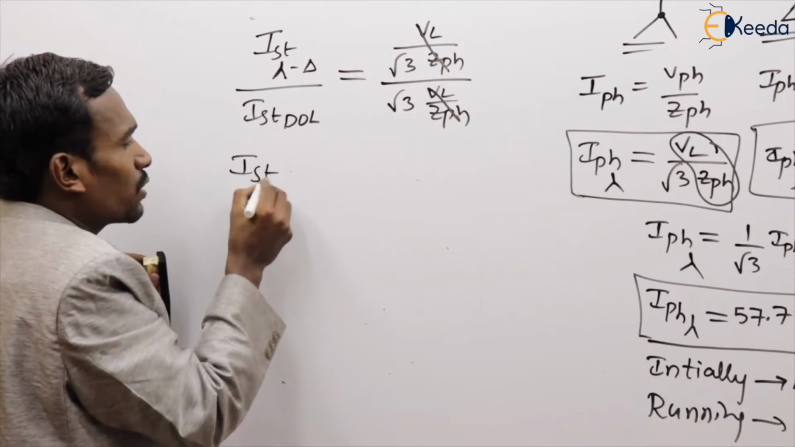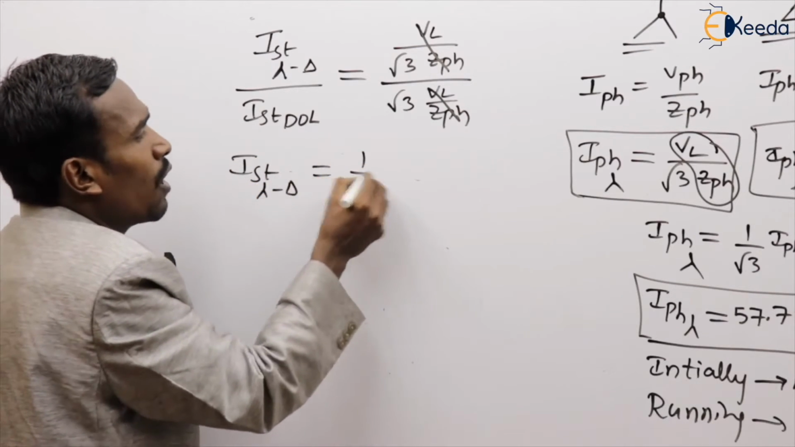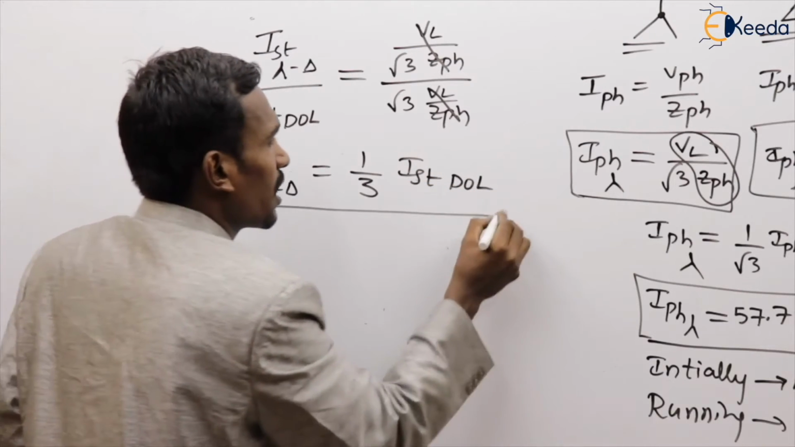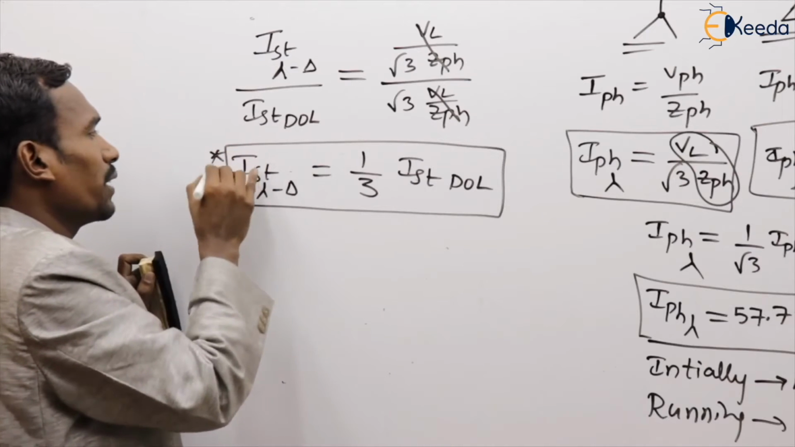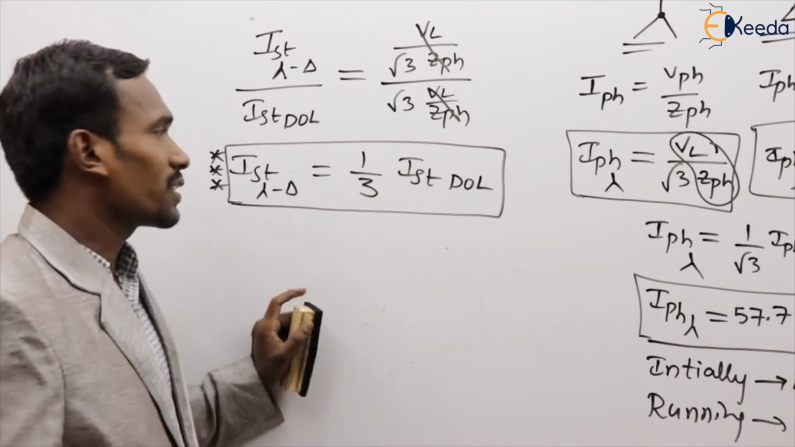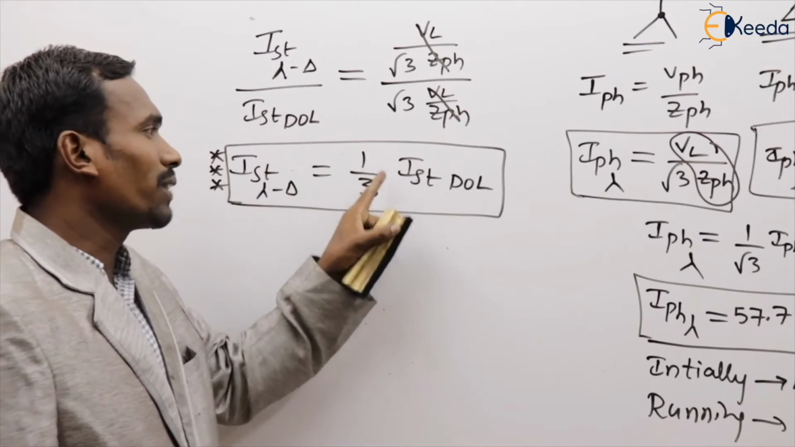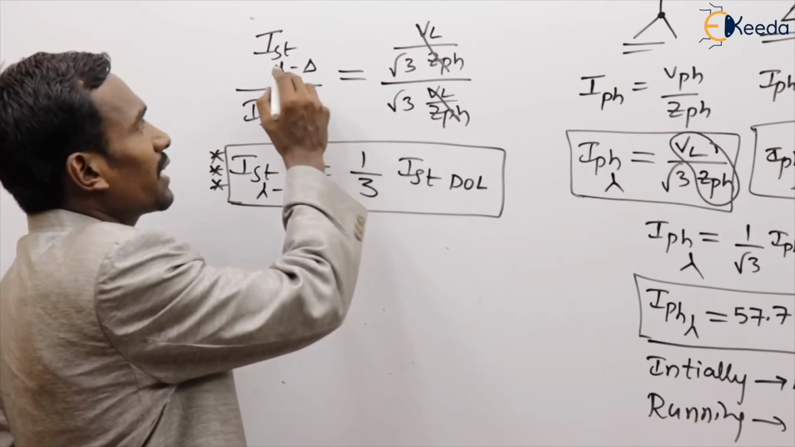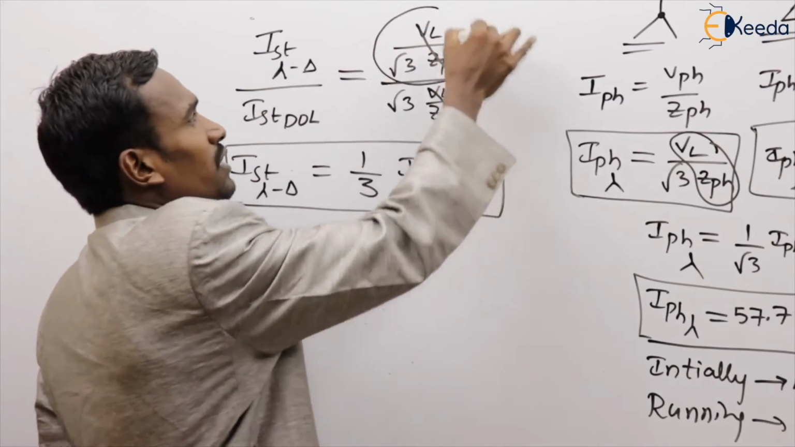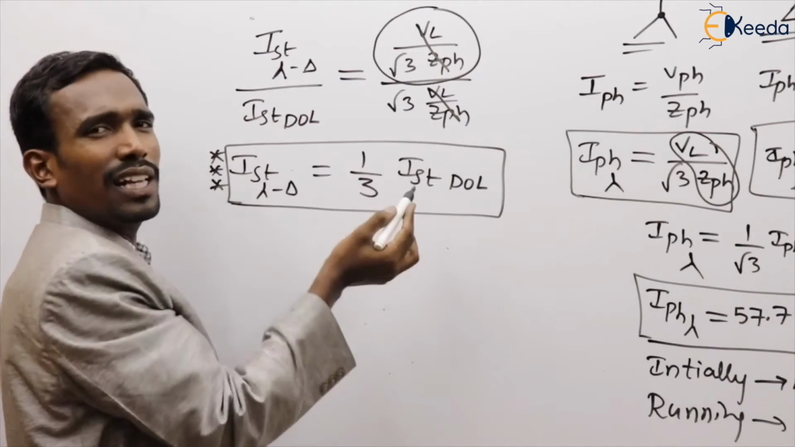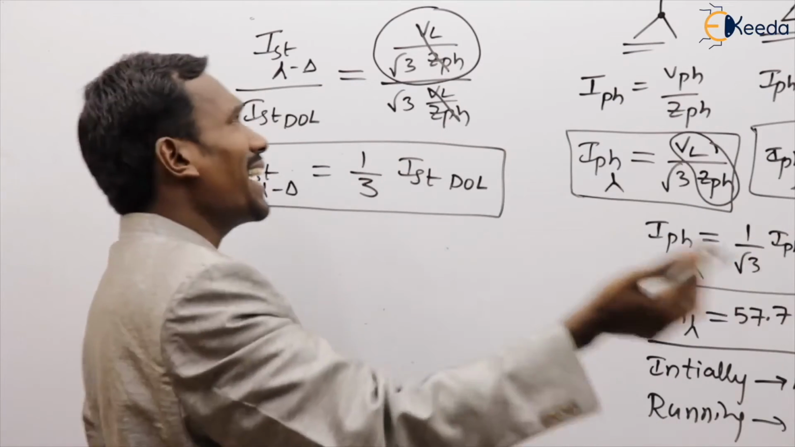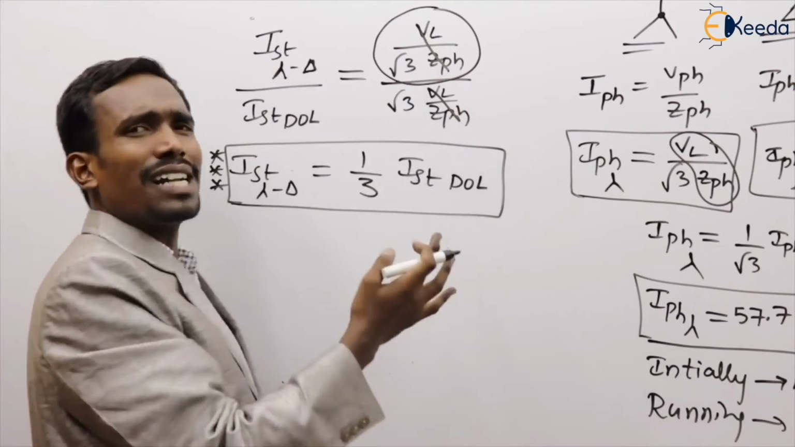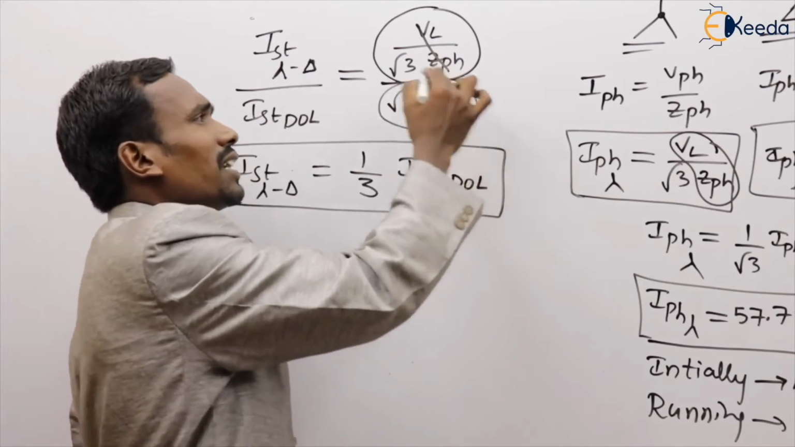So, the starting current in star delta is equal to 1 by 3 times the starting current in DOL. Very important. Because the starting current in star delta is nothing but the starting current in star, and the starting current in DOL is nothing but directly connected. Directly connected in delta, there is no star. What is the delta current? This is my delta current.